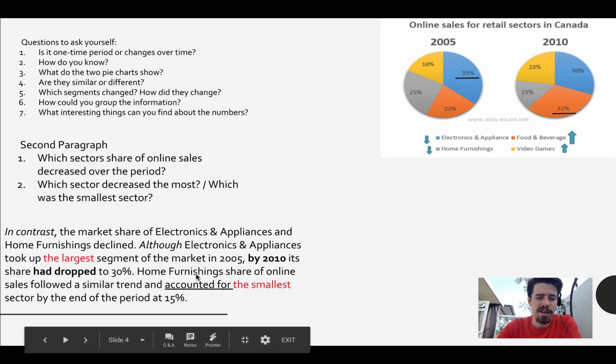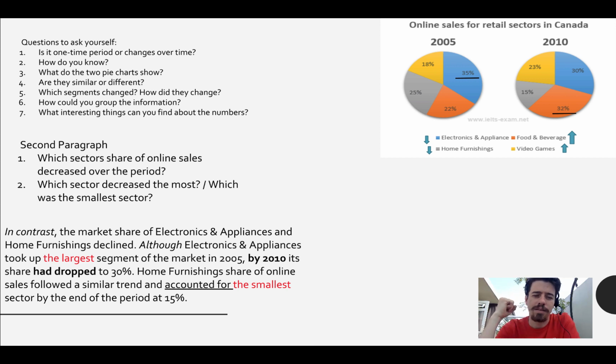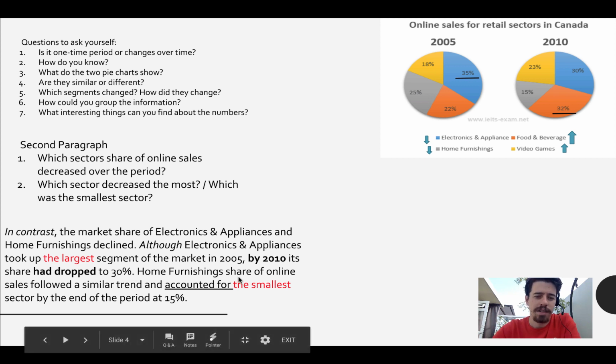Okay, then we move on to home furnishings. We've not put in a word like "furthermore" or "moreover" just because it seems very forced to put it in here. You don't need to have a linking word in every sentence. Home furnishing share of online sales followed a similar trend and accounted for the smaller sector by the end of the period at 15%.